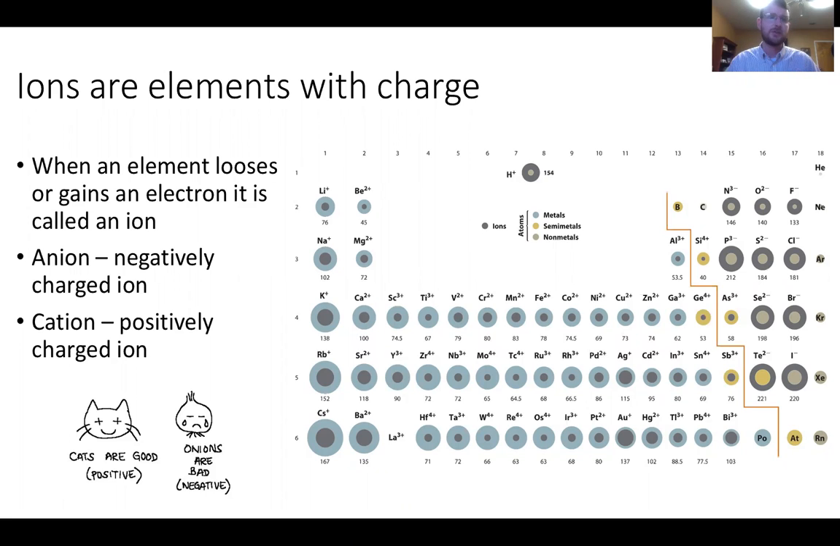If a proton or neutron is lost in a reaction, that is known as a radioactive reaction. You guys will cover that if you stay on to Gen Chem 2. You'll cover that in Gen Chem 2.